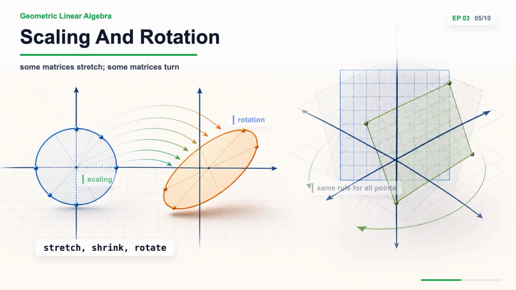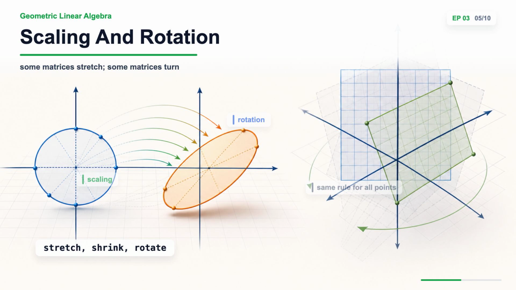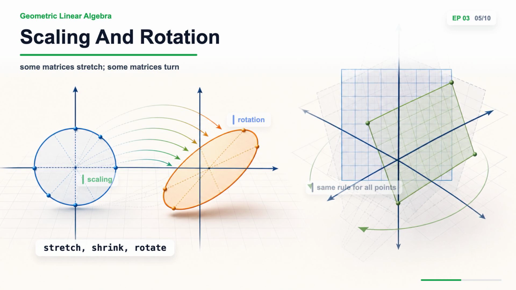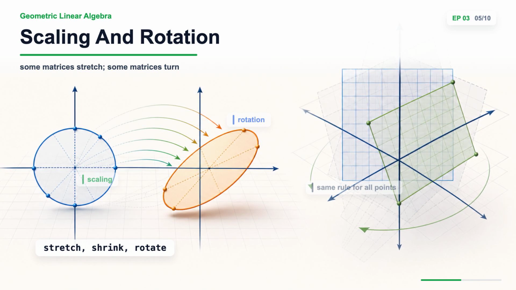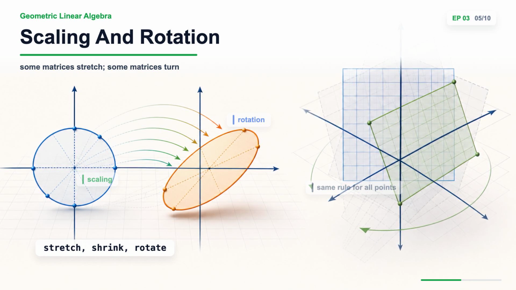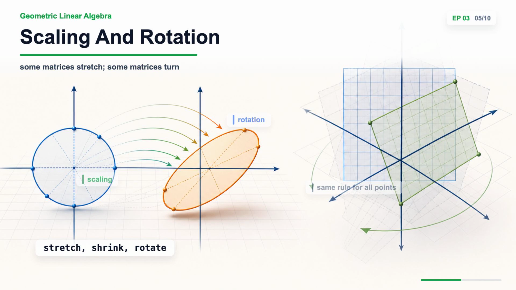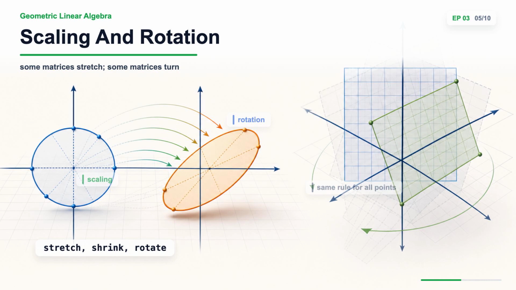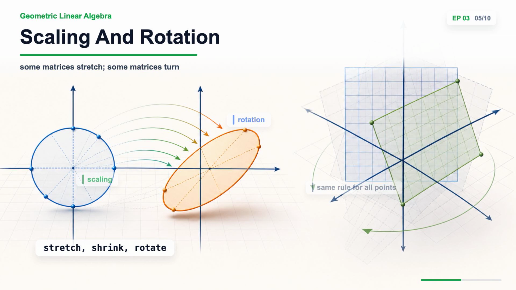Common matrices are common space actions. A scaling matrix stretches or shrinks the space along selected directions. If the horizontal scale is larger than the vertical scale, a circle becomes an ellipse. A rotation matrix turns every vector around the origin by the same angle. The grid turns with the arrows, and distances are preserved when the transformation is a pure rotation. Both actions are linear because they move every point according to one consistent rule.